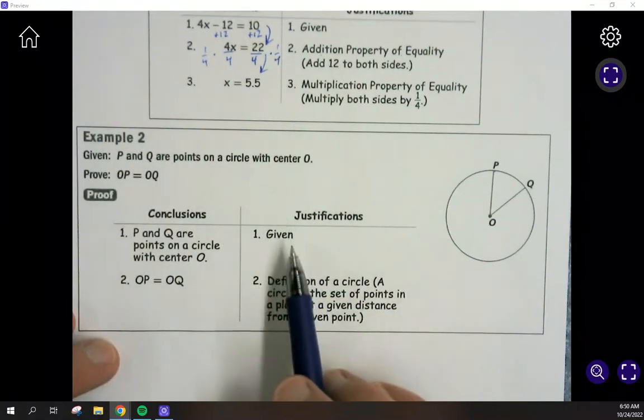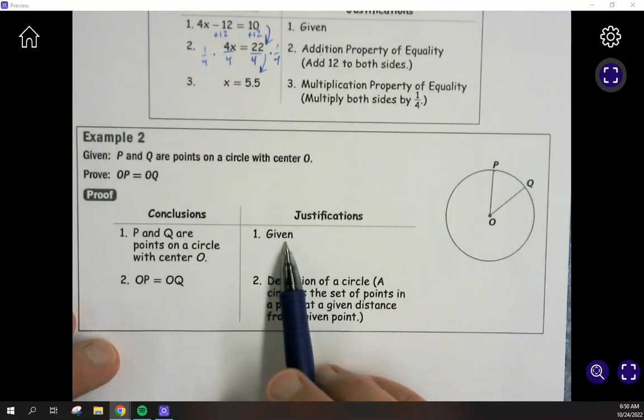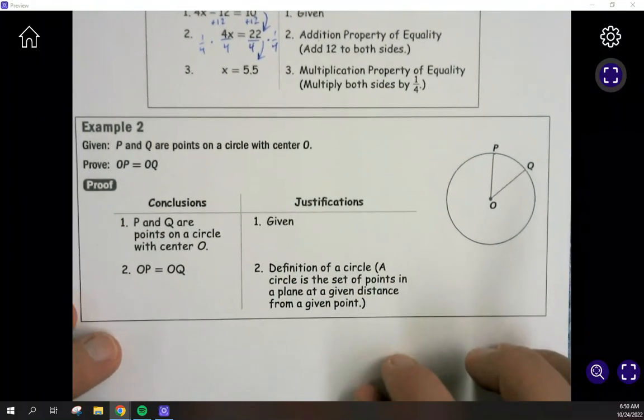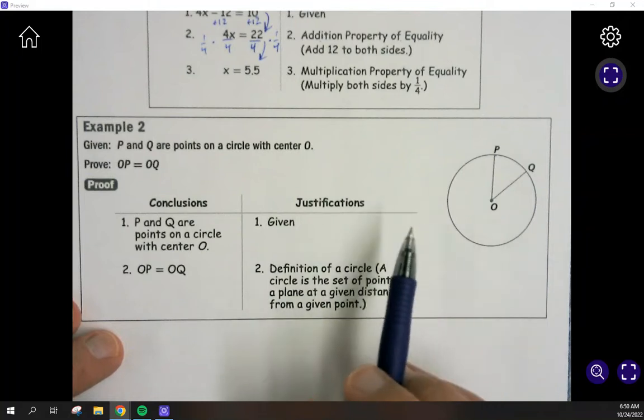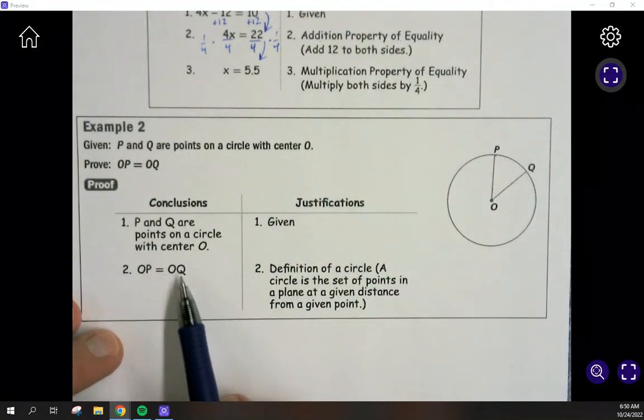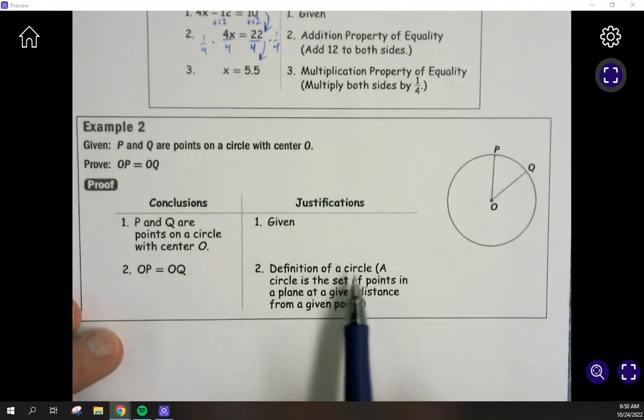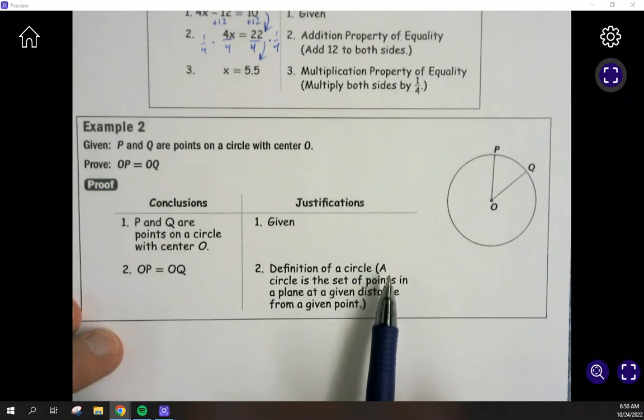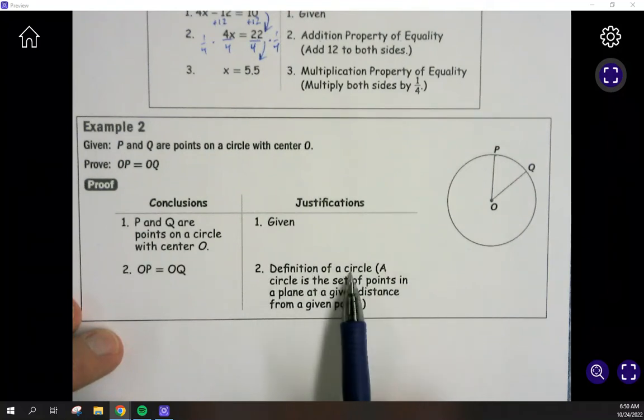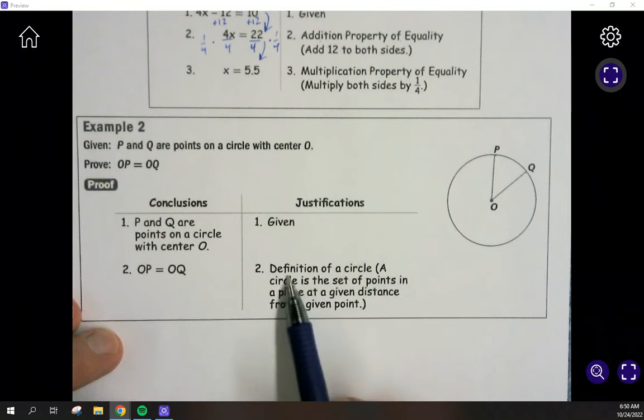That was given to us. So the justification there is given. This is a quick, easy, short proof. As you can see, we know that OP equals OQ because of the definition of a circle. Now, if you were writing this proof yourself, you could just stop right there. But because this is your notes, we want to make sure we understand why we can put this.